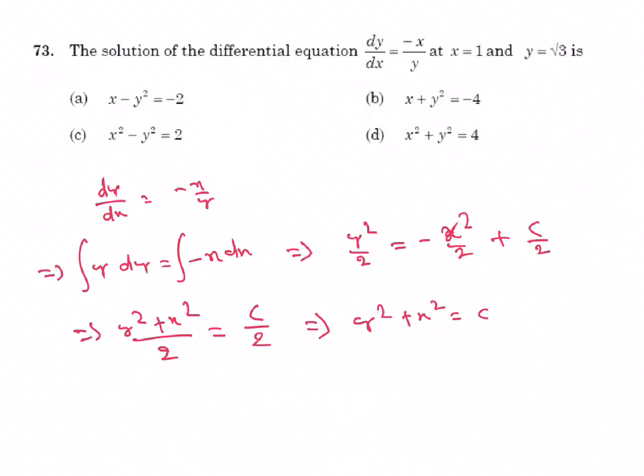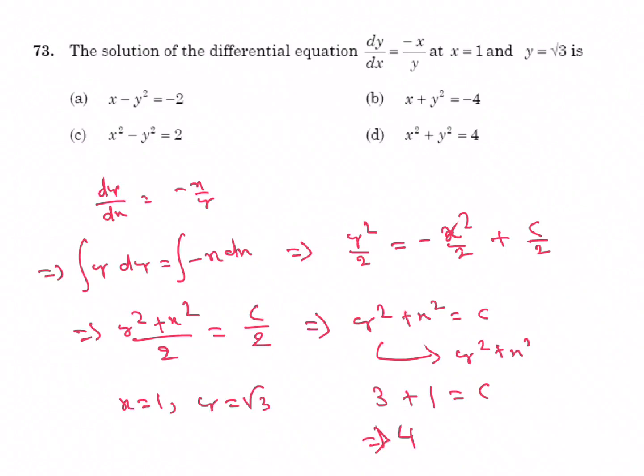Then the initial condition given is x equal to 1, y equal to root 3. So here we will get y square is 3 plus x square is 1, so c value is 4. So put the value here: y square plus x square equal to 4. This is your solution.